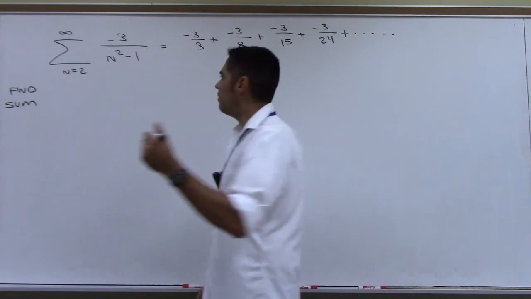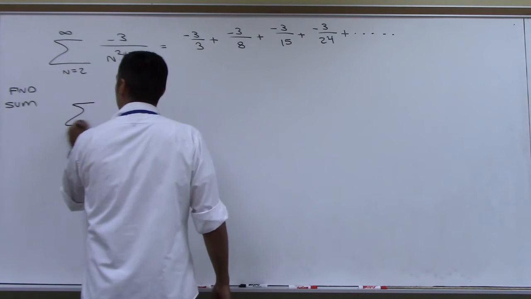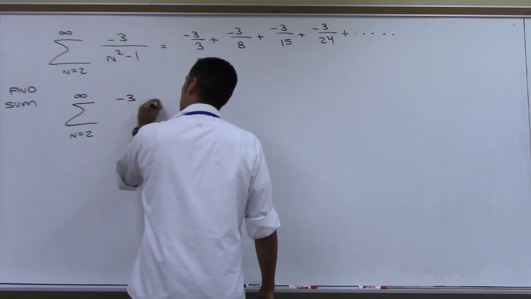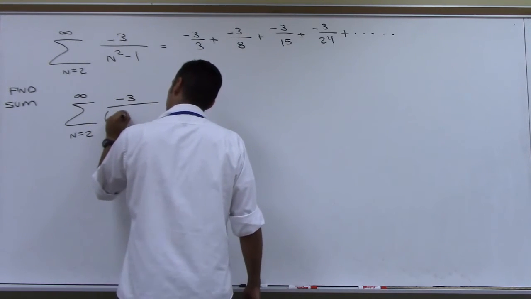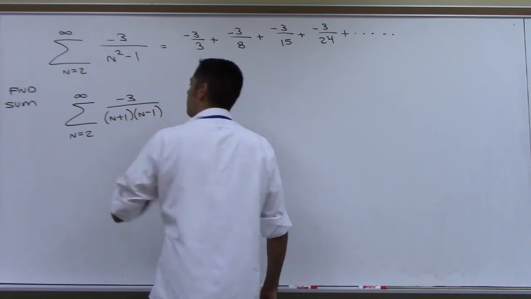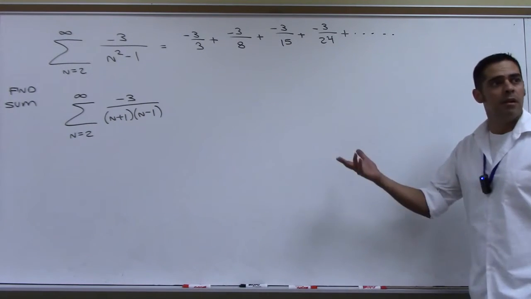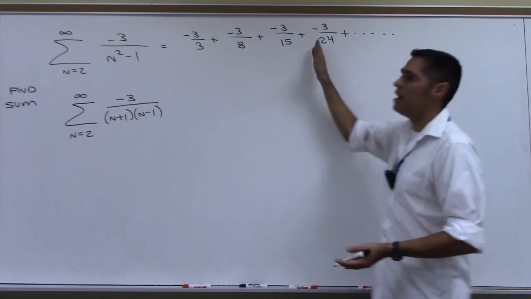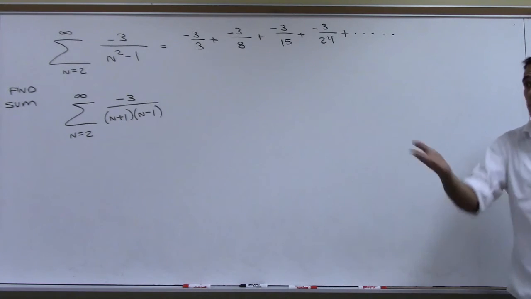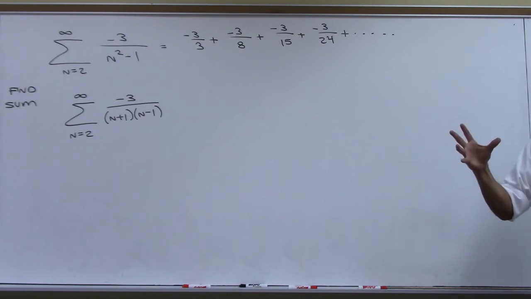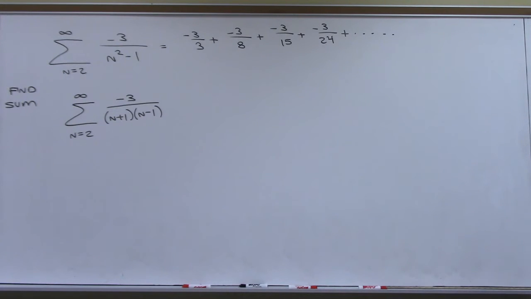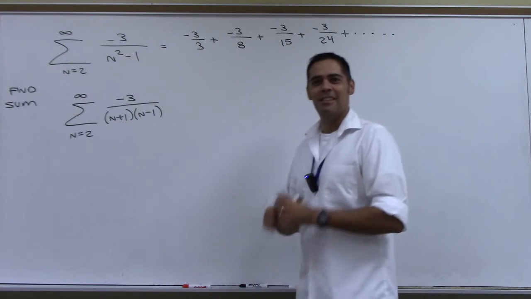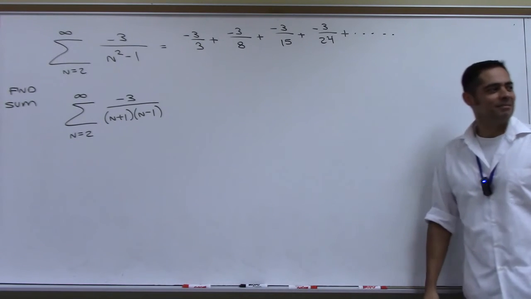I heard something about factoring the denominator, because it's a difference of squares. We could do that. And if we start plugging numbers in now, it's not going to change anything. We're still going to get the same result. Nothing is going to cancel. But what does that mean? What do we call that?